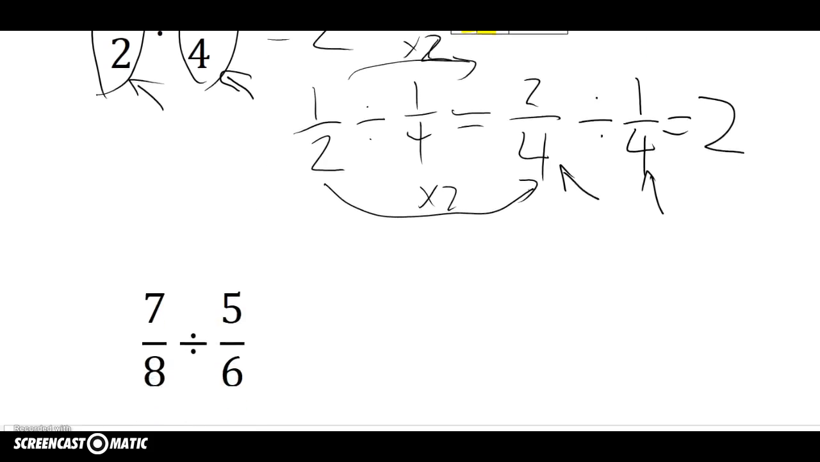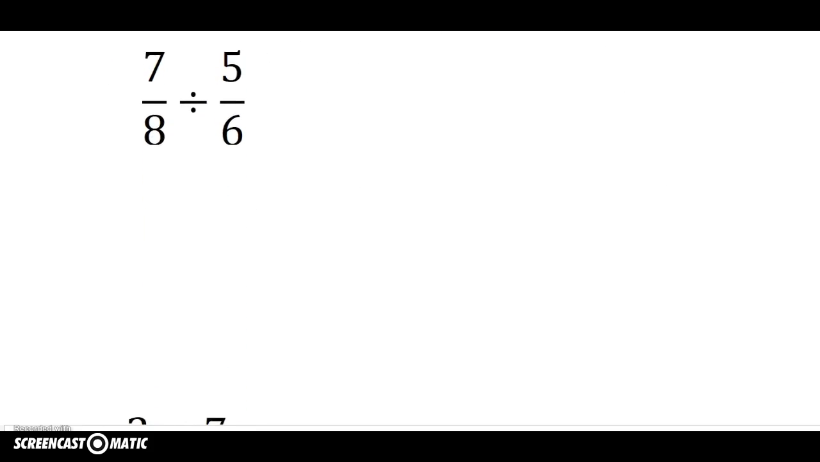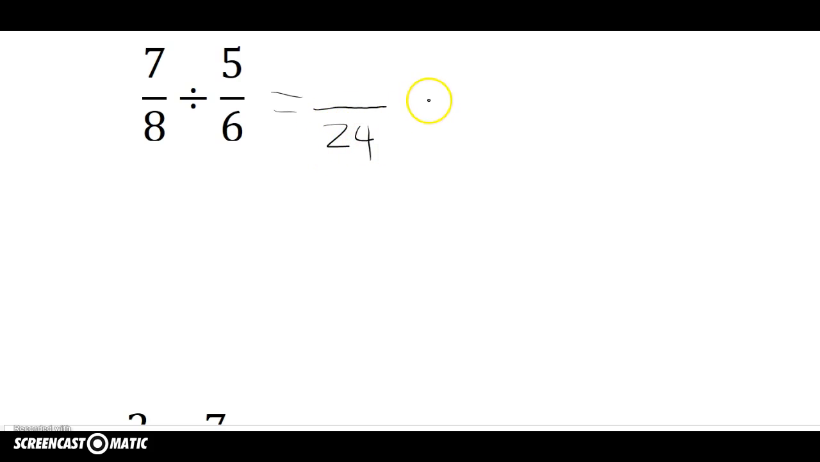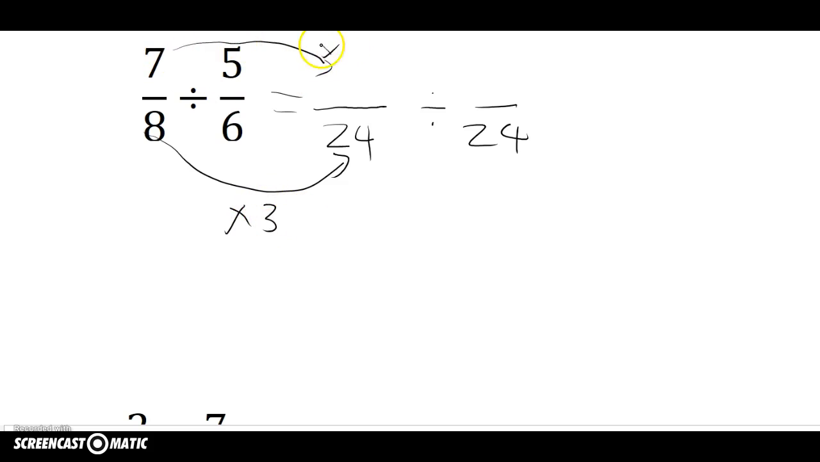Let's look at this in a different example. Now, imagine I have 7/8 divided by 5/6. So I want to do roughly the same process. The first thing I'm going to do is make these into like fractions. So the lowest common denominator for this is 24. So I'm going to convert these into 24ths. And I can see that I would multiply 8 times 3 to get 24, which means I would multiply the 7 also times 3 to get 21.